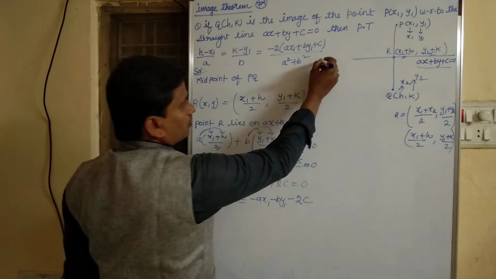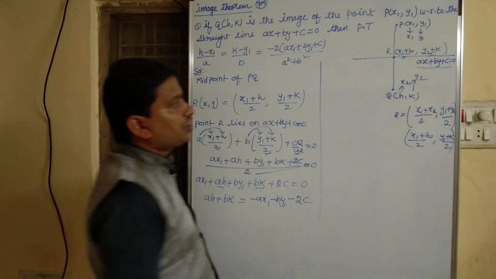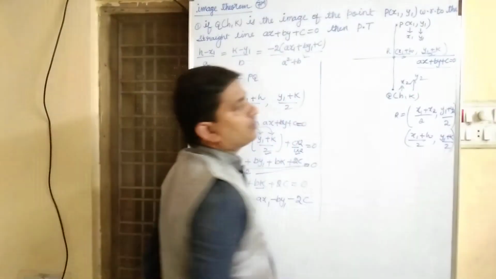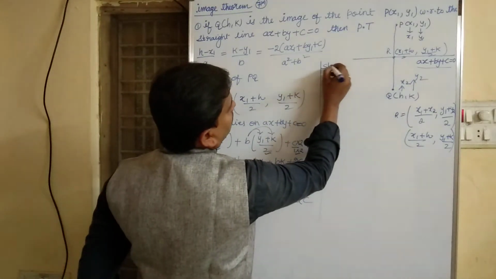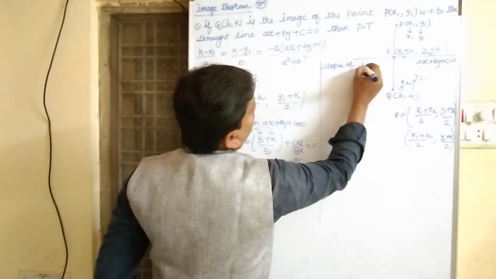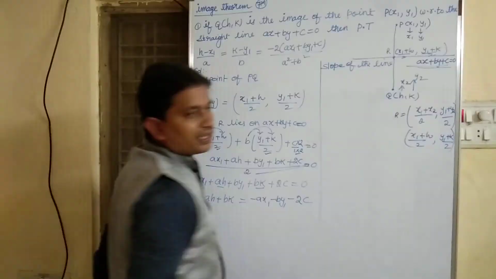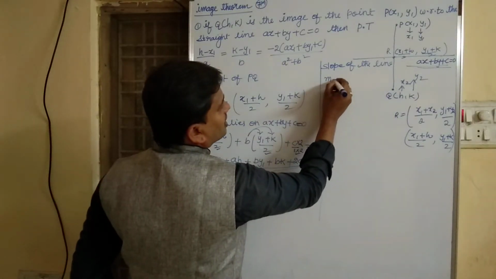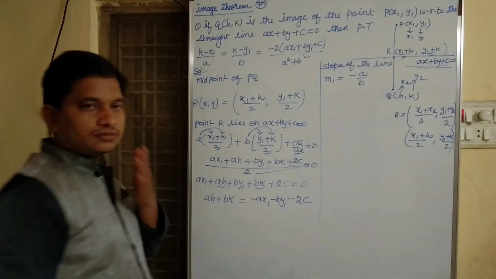Yes. Now, as we know, what is the slope of the line ax plus by plus c equal to 0? That slope we call m1, and m1 equals minus a by b.